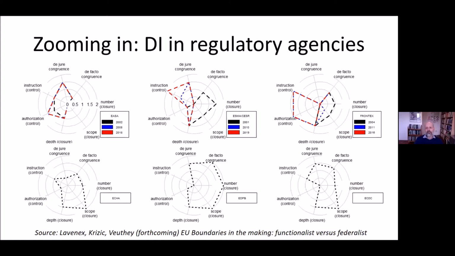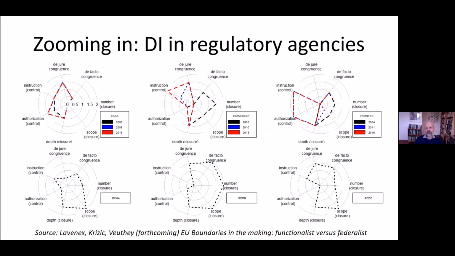Perhaps it's a bit unexpected. We have this scale from 0 to 2, and the higher the numbers, the fuller the spider, the less differentiated the agency is, and the emptier the cells, the more differentiation we have. This is important: the higher the number, the more closure, and the lower, the emptier the cells, the more differentiation we have.